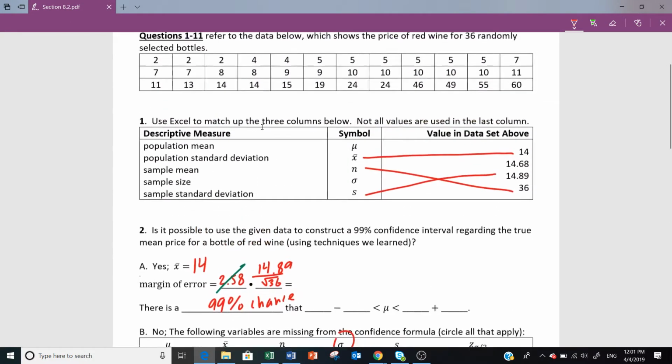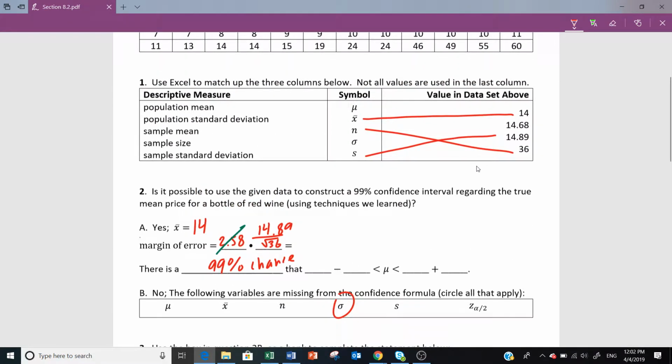Hence, n equals 36. I'm going to write it down here. Don't forget that in this problem, n is 36, s is 14.89, and x bar we have over here. So let's go ahead and see if we can change the 2.58. We're using what distribution? The t distribution at 99% confidence.